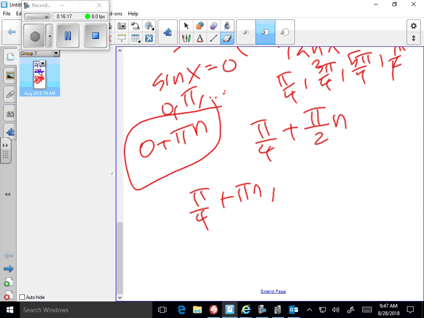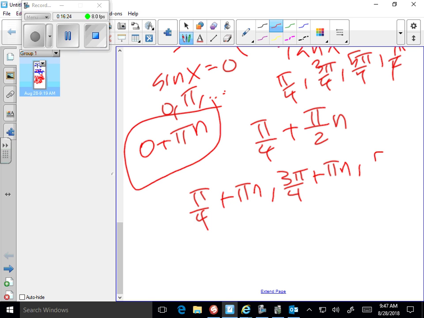and 3 pi over 4 plus pi n and 5 pi over 4 plus pi n and 7 pi over 4 plus pi n. And what would the problem with that be? Yes? Yeah, they're duplicates.